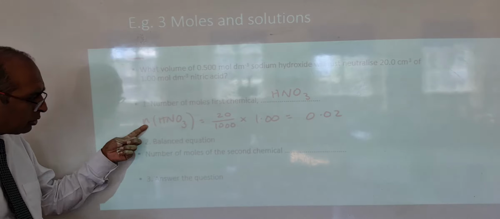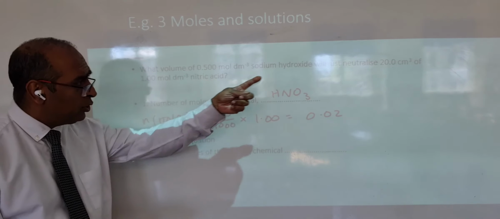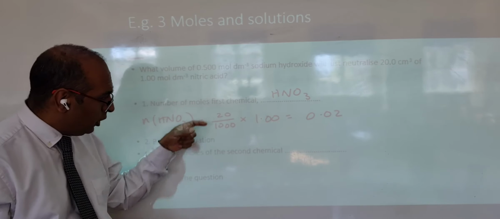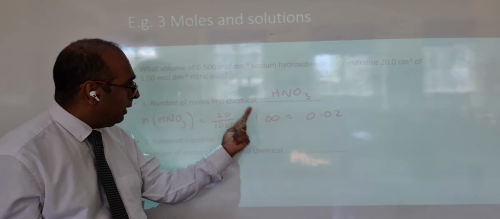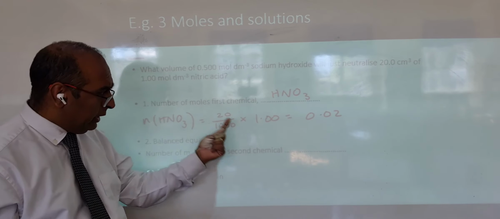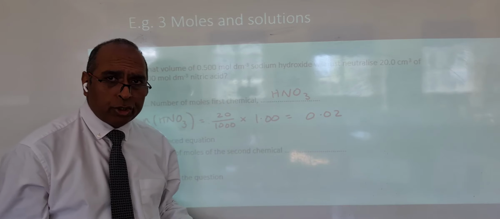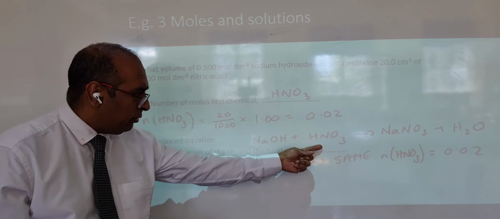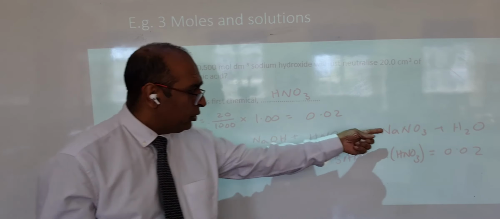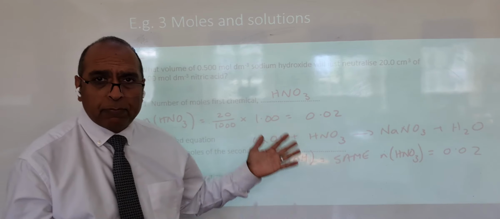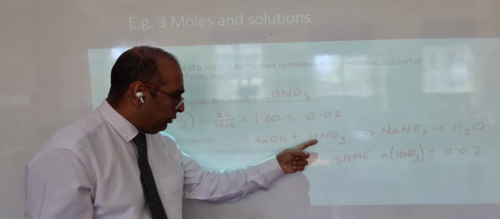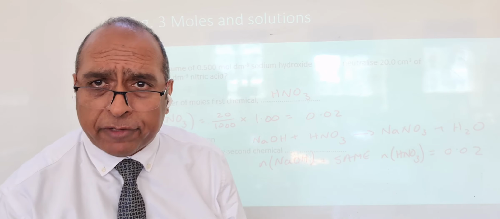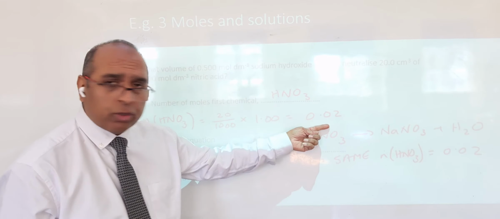So here, number of moles of nitric acid is volume 20. Now, you've got to divide by 1,000 to get into litres. 20 over 1,000 to get litres, multiplied by the concentration, which was 1 mole per litre, and that gives you, work it out, 0.02 moles. Next, you need a balanced equation. Nitric acid reacts with sodium hydroxide, acid, alkali, salt and water. Can you see? If it's balanced, the number of moles of sodium hydroxide, the second chemical, is the same as the number of moles of the first chemical. And the first chemical was 0.02.